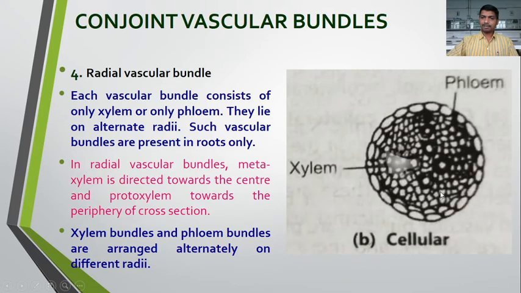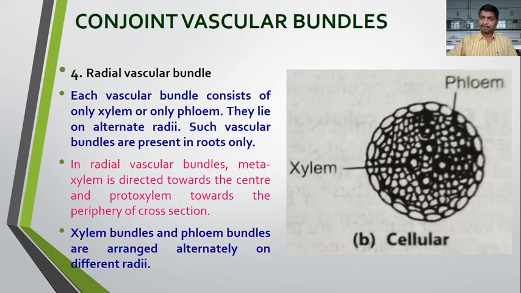So this is the cellular diagram where we can see here, this is the xylem. In this diagram we can see clearly the phloem, xylem, again phloem, then xylem. So this type of arrangement of the vascular bundle is the radial vascular bundle, where metaxylem is present towards the center and protoxylem towards the periphery. I previously told you that the large diameter vessels are the metaxylem. Small diameter vessels are protoxylem. So here metaxylem is towards the center and protoxylem towards the periphery. It is the exarch.